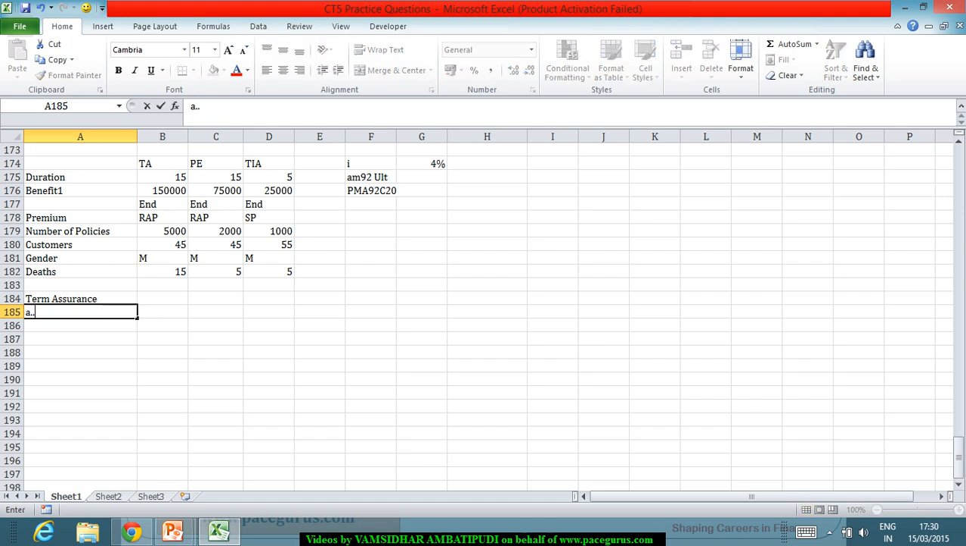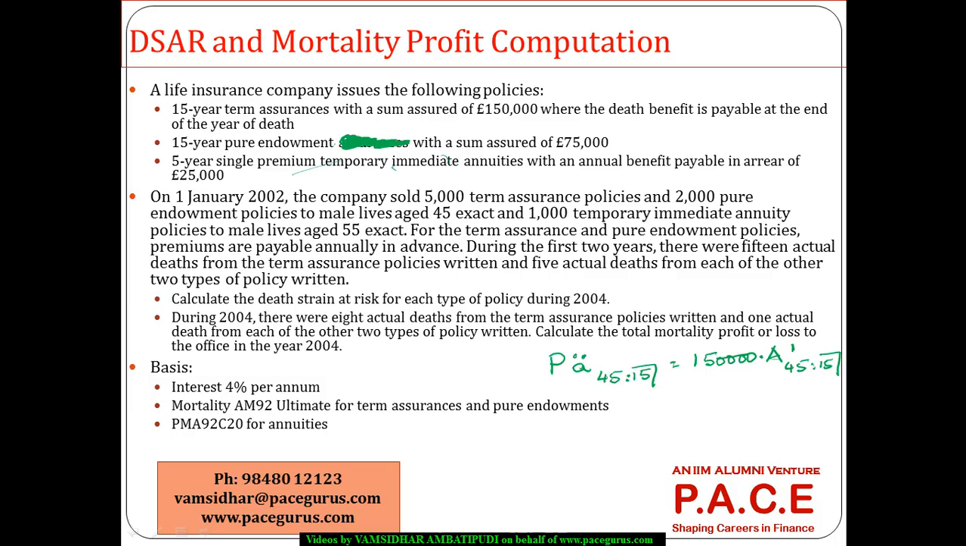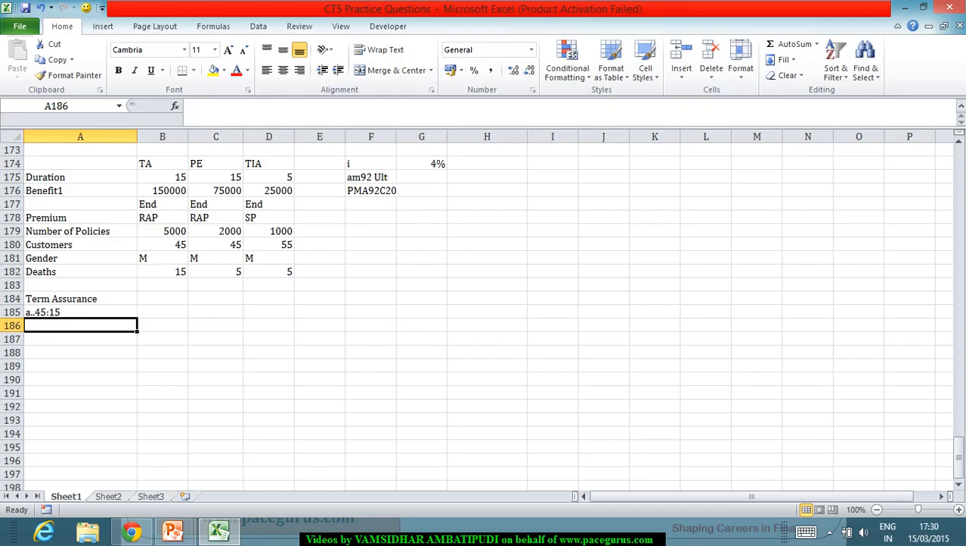A double dot 45:15 is what I require, and at the same time A 45:15 for a term life is also what I require. These two at 4% interest, we can directly look out for these two numbers.